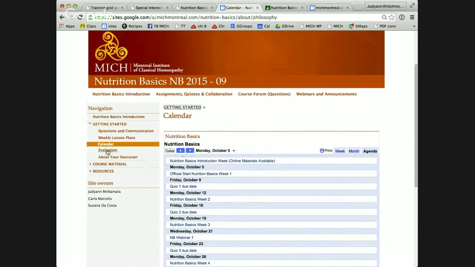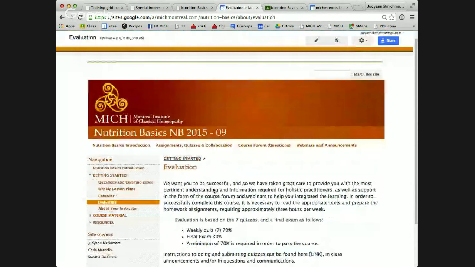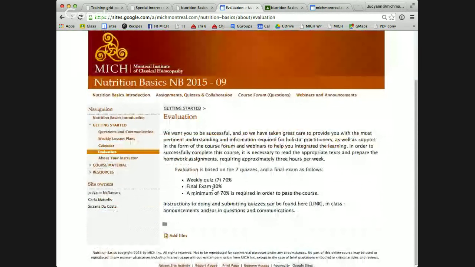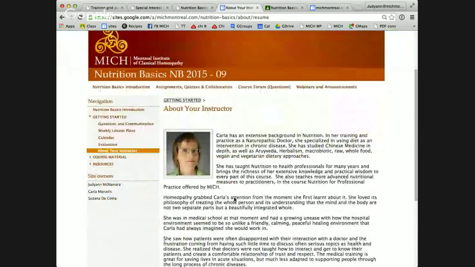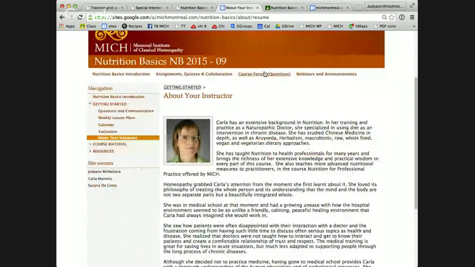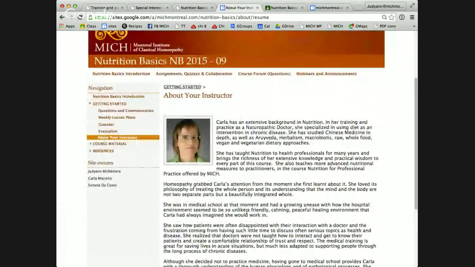And then, of course, the evaluation. In every course, we outline how you're going to be evaluated and exactly what you need and what is required to pass. And then finally, a little bit about your instructor, who you can reach via the course forum, but also directly by email, and know a little bit about your instructor.